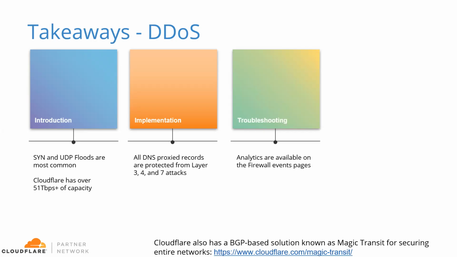For troubleshooting, you can take a look at the analytics, how to see whether there is a DDoS attack. You can see as the firewall events go down at the bottom. That is where you can see the DDoS alert.